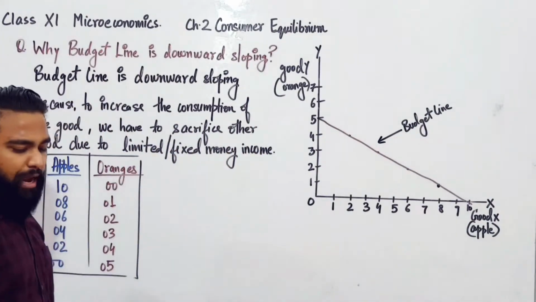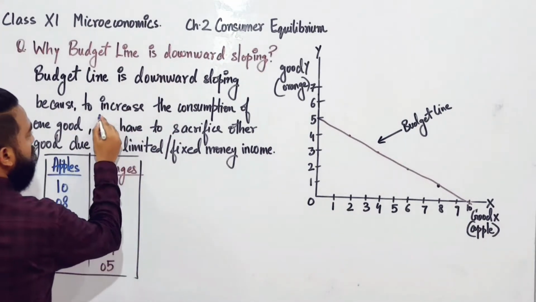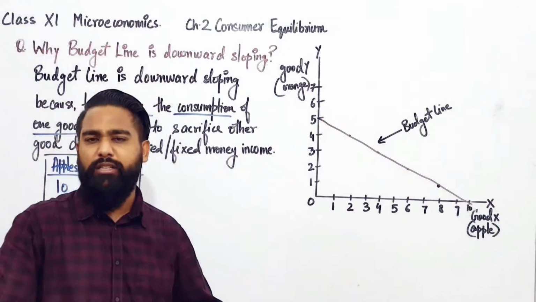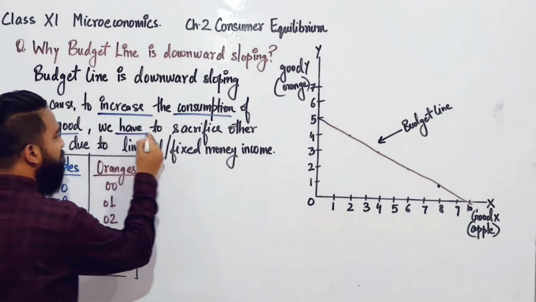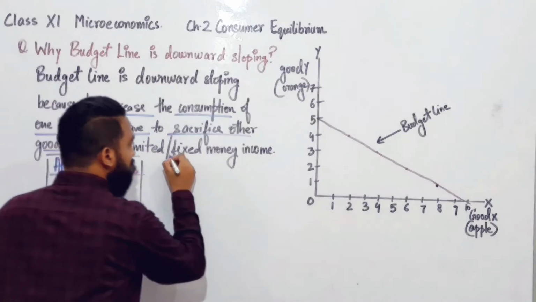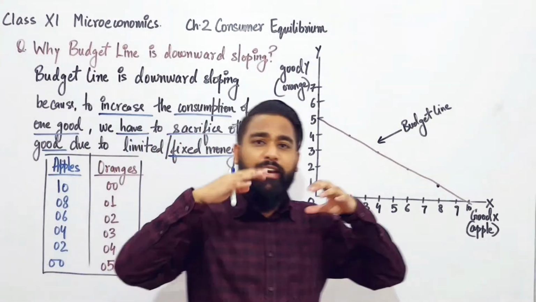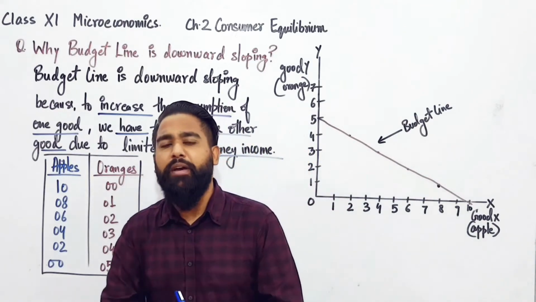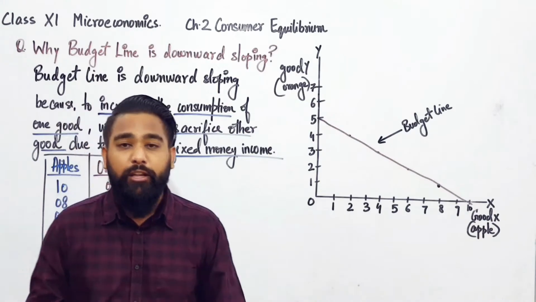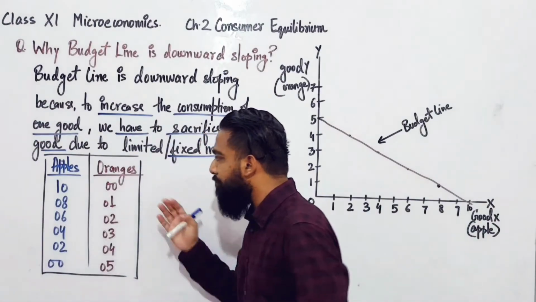The reason behind that is the budget line is downward sloping because if you want to increase the consumption of one good, you have to sacrifice the other good. Why? Because the money income is fixed or limited. It's a very obvious thing. If you have limited money and you want to increase the consumption of one good, then you have to decrease the consumption of the other good. That's what this example shows.